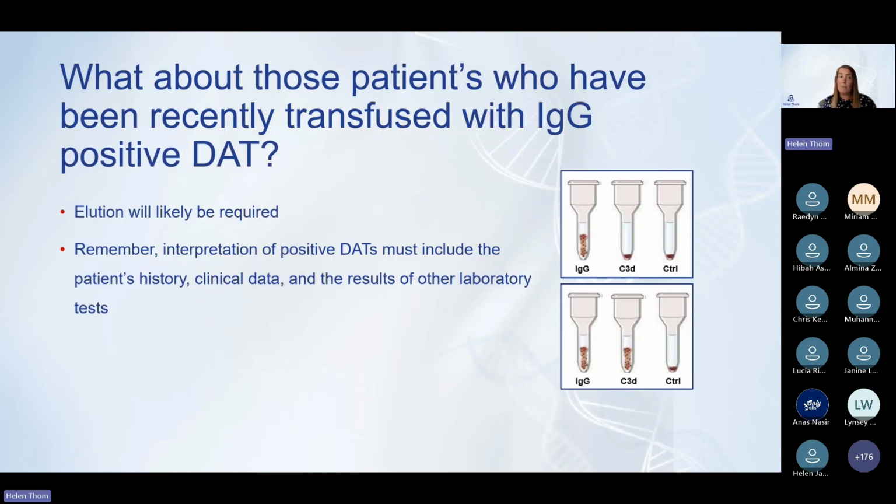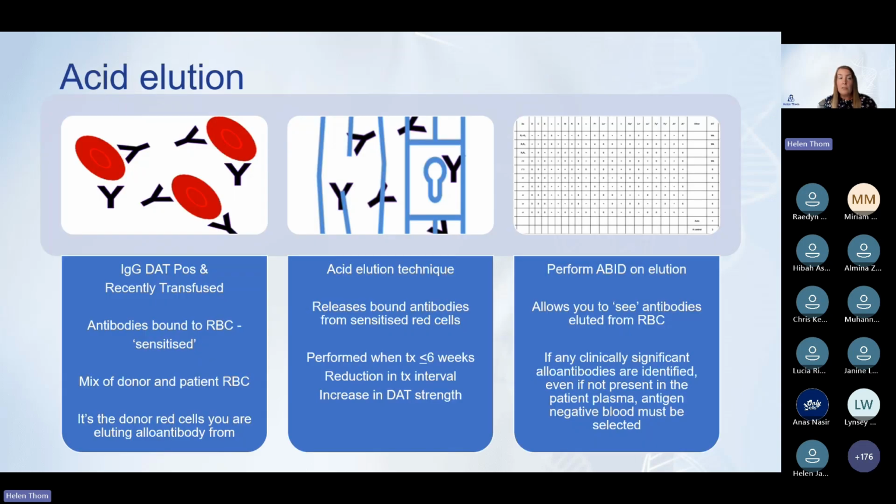What about those patients who have been transfused? This is when we're getting into elution territory. To do an elution, the IgG is positive and the patient recently transfused, this has shown that antibodies are bound to the patient's red cells, but remember it's a mix of donor and patient red cells. So if your patient hasn't been transfused, there's no donor cells to elute from. That's why we ask for the patient transfusion history.